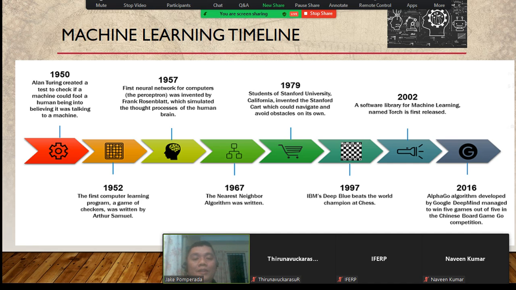By 1979, students of Stanford University, California, invented the Stanford Cart, which could navigate and avoid obstacles on its own. By 1997, IBM Deep Blue beat the world champion at chess. By 2002, a software library for machine learning named Torch was first released. And then recently, in 2016, the AlphaGo algorithm developed by Google DeepMind managed to win 5 games out of 5 in the Chinese board game Go competition.